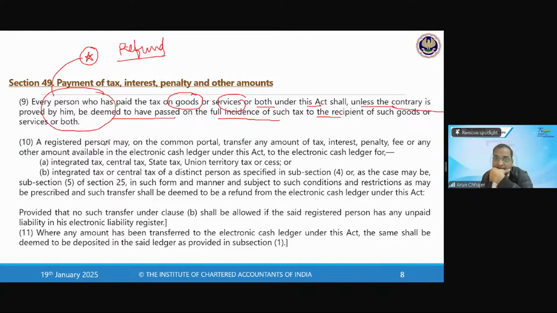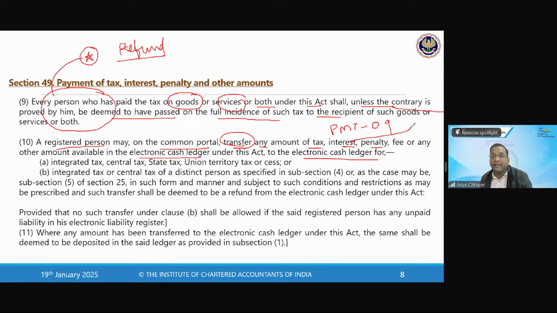A registered person, on the common portal, may transfer any amount of tax, interest, penalty, fee or other in the electronic cash ledger to the electronic cash ledger. इसका मतलब क्या हुआ? There is a concept of PMT 09. I will log into the portal and will try to explain.